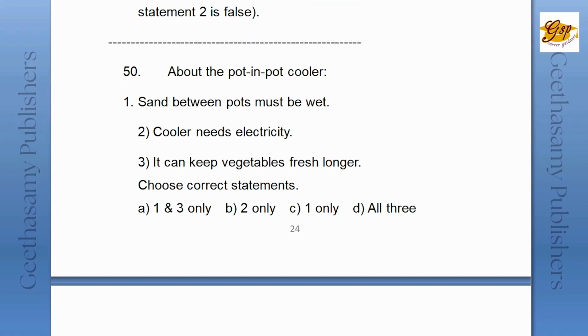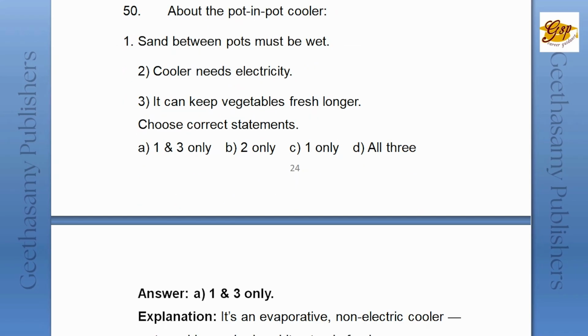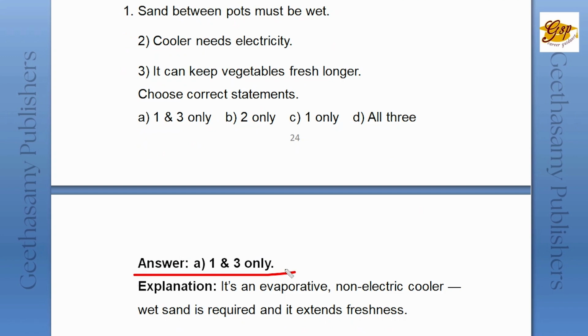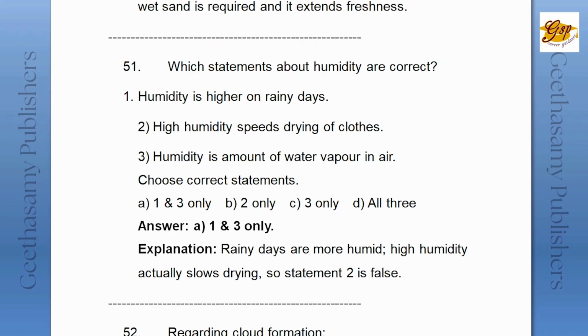And 50th question about the pot in pot cooler. Sand between the pots must be wet. The cooler needs electricity. It can keep vegetables fresh longer. So options: A, 1 and 3, 2 only, 1 only, all 3. The correct answer is 1 and 3. So it's an evaporative, non-electric cooler, and wet sand is required for extending freshness. Fine. And 51st question.